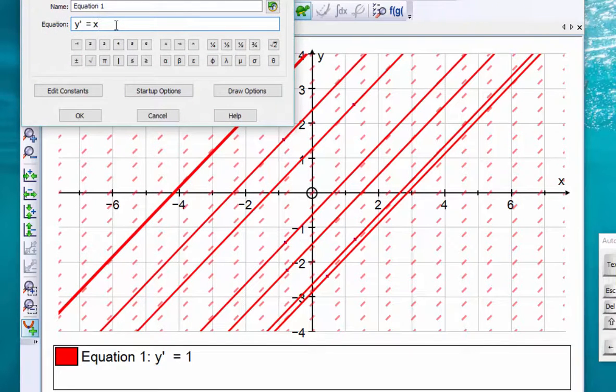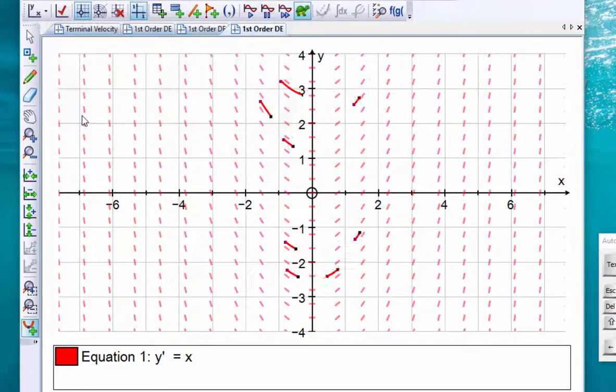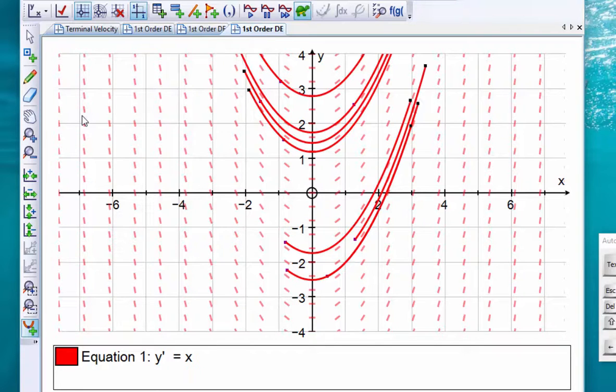And what does that mean? That means that the gradient is equal to how far it is from the y-axis. So it's going to be 0 all the way down here, and as you go to the right it gets steeper, as you go to the left it gets steeper negatively. Okay, so that's why it ends up as parabolas.